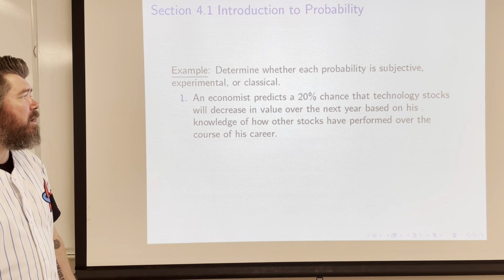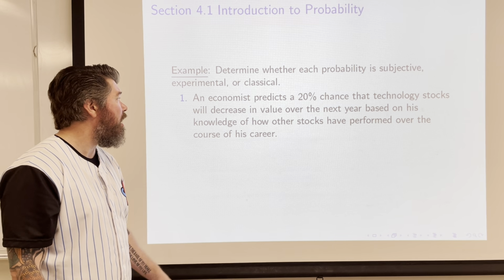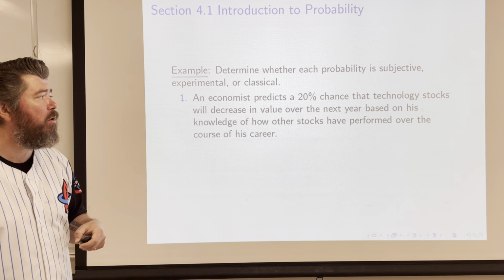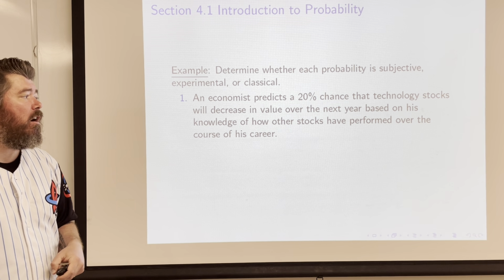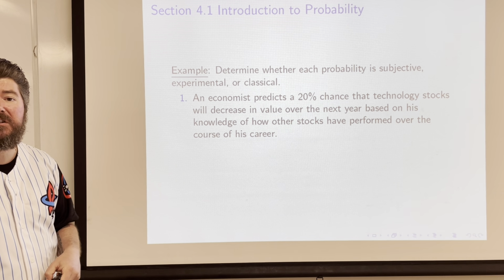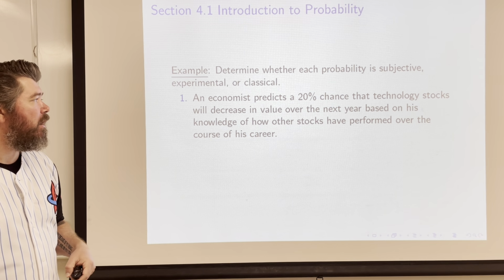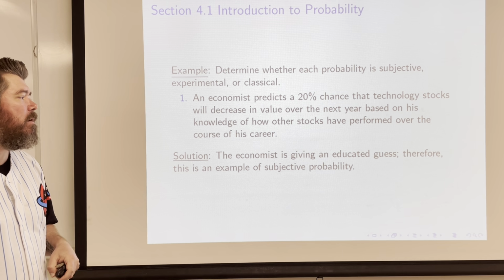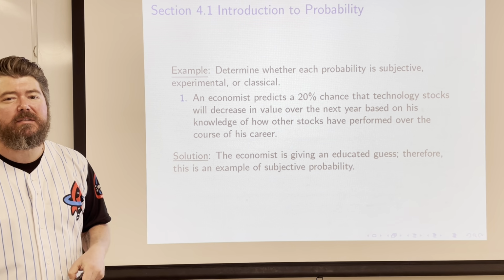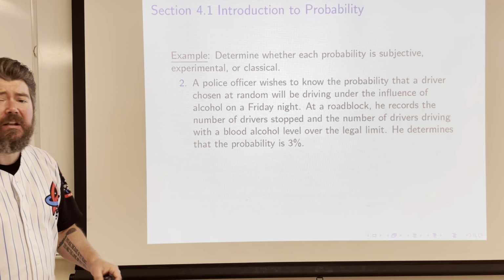So an economist predicts a 20% chance that technology stocks will decrease in value over the next year based on his knowledge of how other stocks have performed over the course of his career. So now, yes, this economist is probably very well educated, but it's still his prediction. So this is subjective probability because it's what he thinks will happen, okay? Let's look at another example.